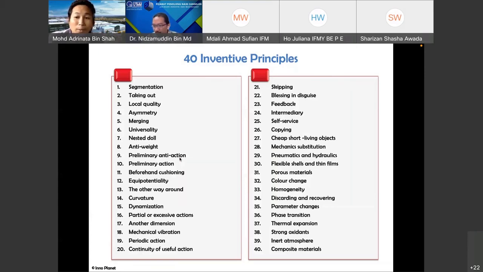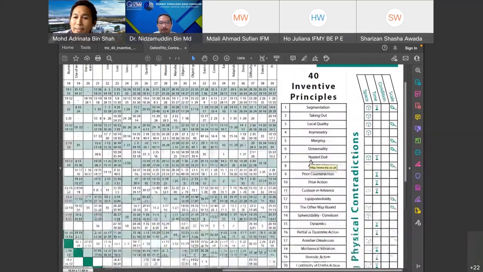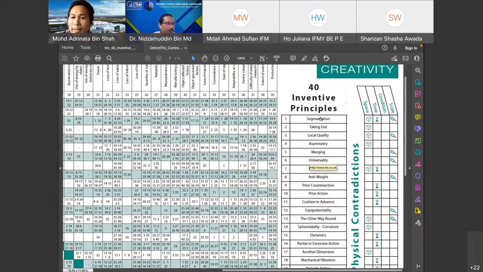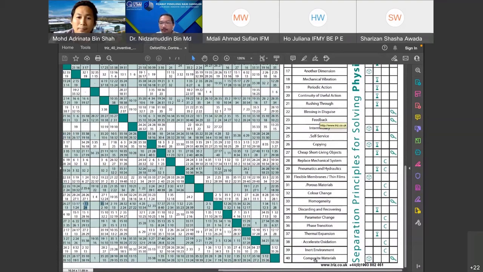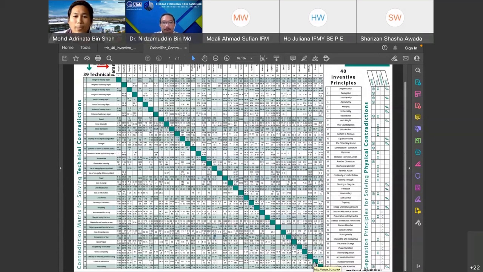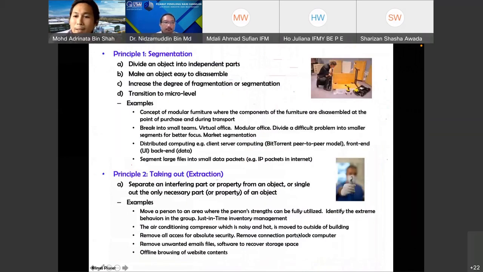Okay, up to you. The first thing is you need to understand what preliminary anti-action is explained for. This is the 40 inventive principles. This list is the same as the list on the right side. 40 numbers, segmentation until 40 composite materials. So it is the same. I will explain at least 5, maybe, and then we go to some examples.